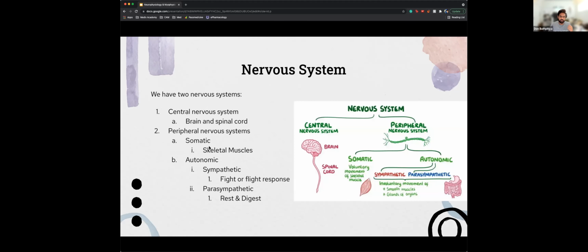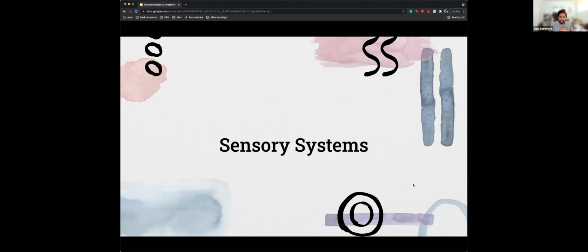Now, with our nervous system, we basically have two main systems: the central, which consists of our brain and our spinal cord, and then our peripheral nervous system, or PNS, which has skeletal muscles under the somatic nervous system. Then we have the ones we're going to talk about today, mainly the sympathetic and parasympathetic systems, which are basically all the involuntary movements, the things that we don't actively think about doing, which is the way I tried to remember it. Now, starting off with sensory systems.